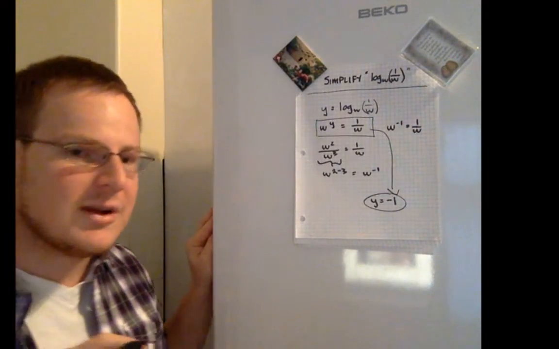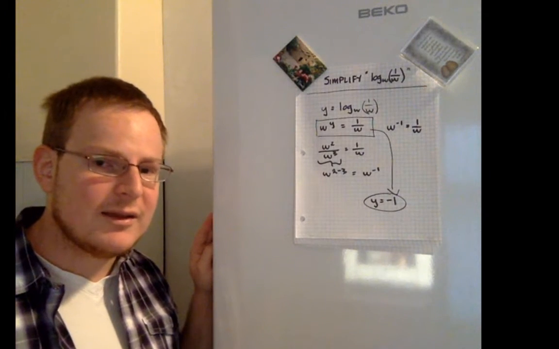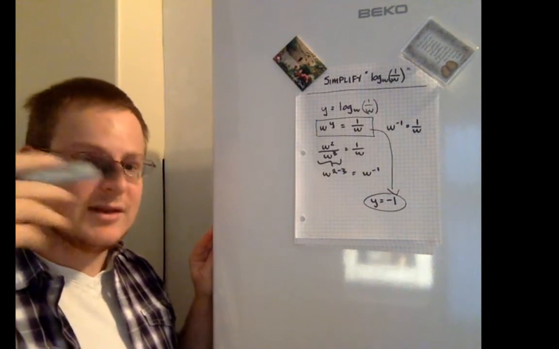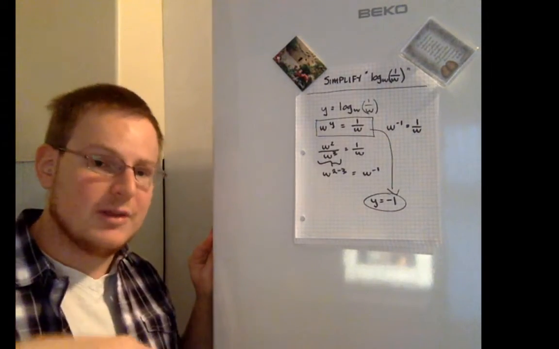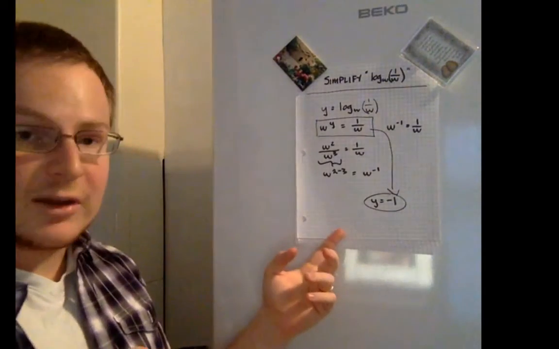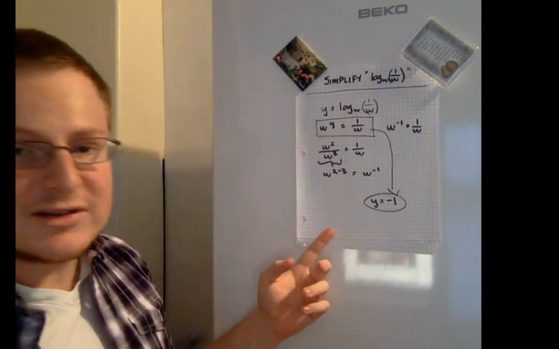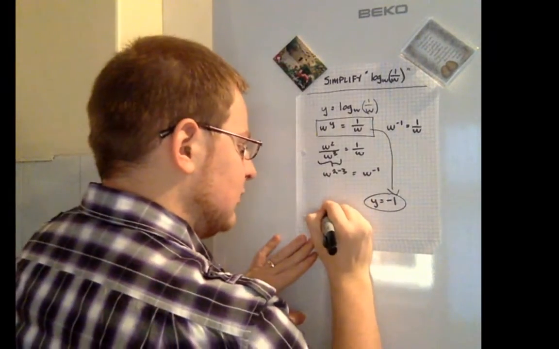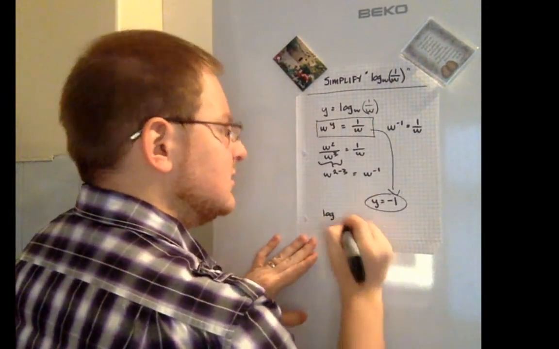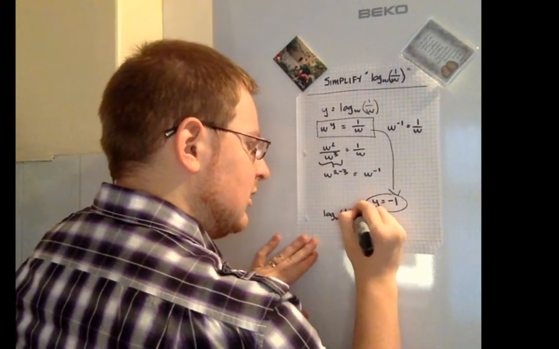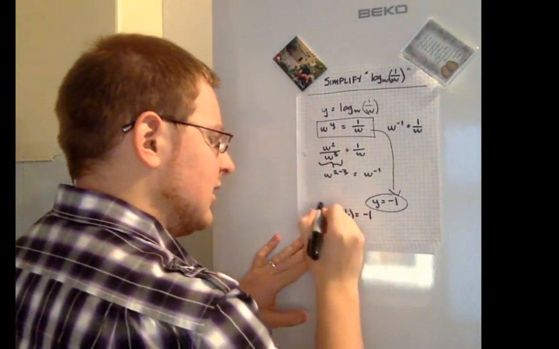All there is to it, don't make it any harder than it is. If there's a negative exponent, the number is in the denominator. If it's a positive exponent, the number is in the numerator. So just for the sake of completion, we'll finish this up by filling in for y and saying that log to the base w of 1 over w is equal to -1.